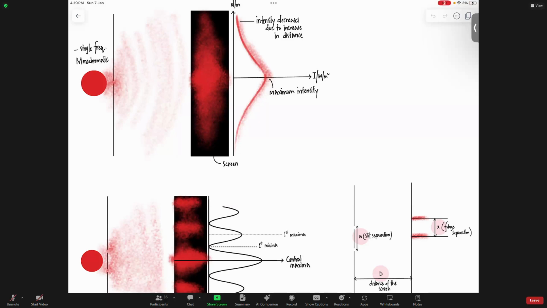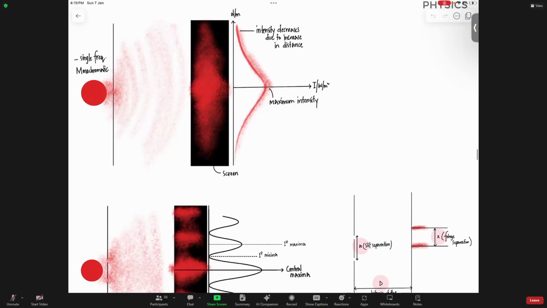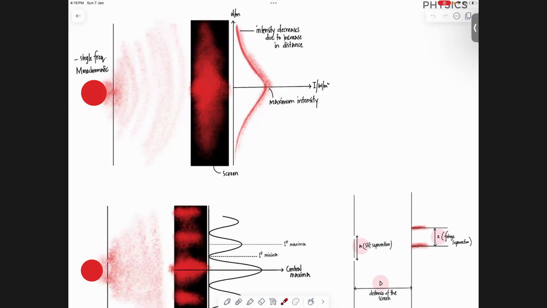Right. So let's just do a quick recap of this. What you have here is the double slit interference experiment. So let me recap once more what's going on here. You have a light source here, and there's this single slit here.